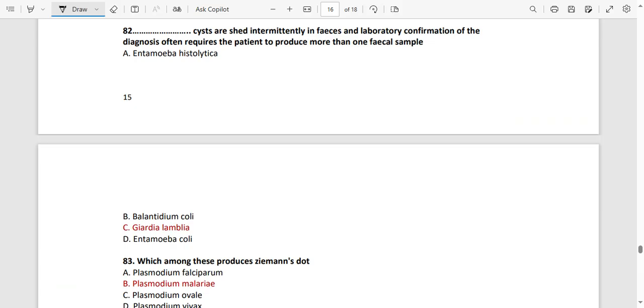Cysts are shed intermittently in feces, and laboratory confirmation of the diagnosis often requires a patient to produce more than one fecal sample. Like Giardia lamblia, they are intermittently shed in feces. So you need to be presenting samples again and again. For example, today you might present a sample and tomorrow you find more than what you saw today, or today you see more, tomorrow you see less. Not because you have been treated, it's because there is intermittent shedding of the cyst.